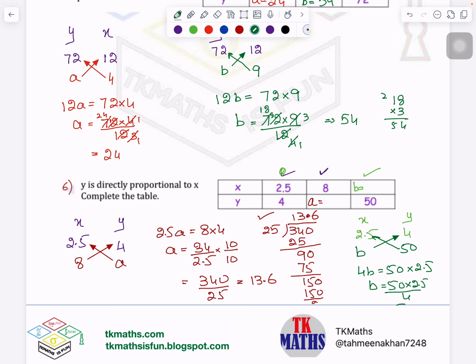I'm writing the answer directly here, no space. But you know you can multiply 50 by 2.5 and then divide it by 4. Okay. I have made separate videos on decimal multiplication, addition, division. So you can watch those videos if you need a recap on decimal operations. So this is how you will get your answer.